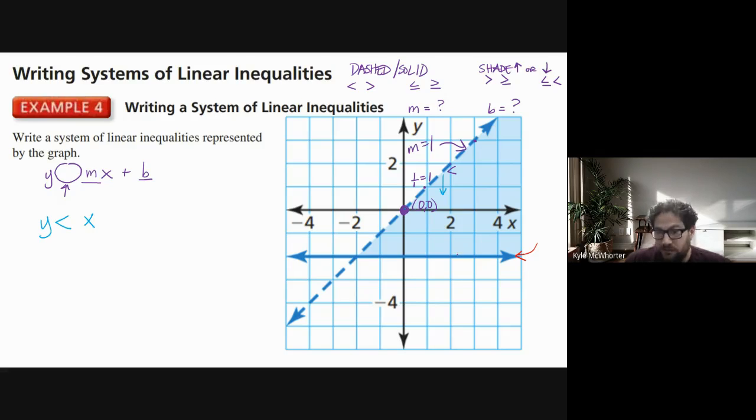So it's solid and it's shaded above. So that means it's going to have a greater than or equal to. But since this is a horizontal line, this one's a little bit tricky. Horizontal lines don't have slopes, so they don't actually have a slope intercept form. And if you remember, a vertical line is formatted like x equals a number.